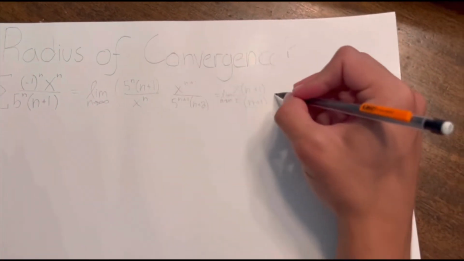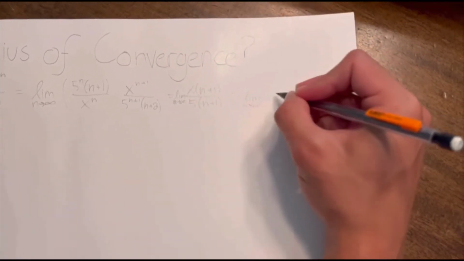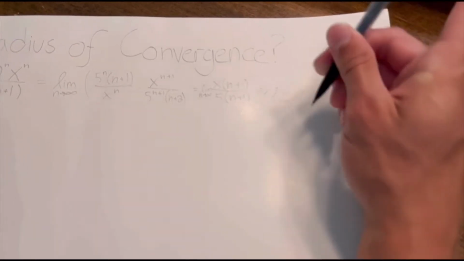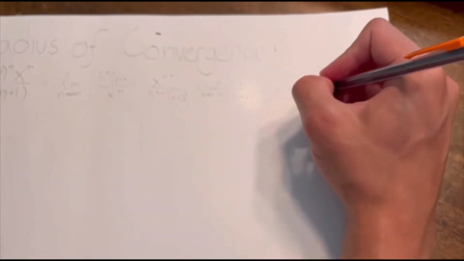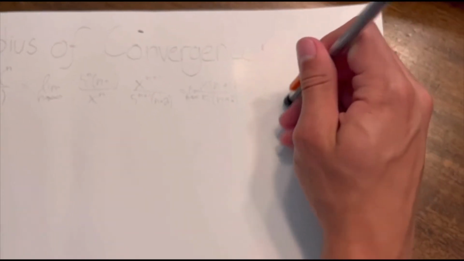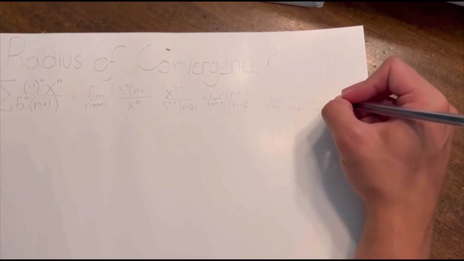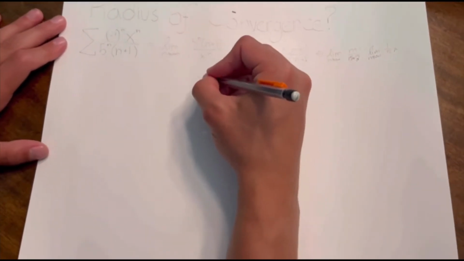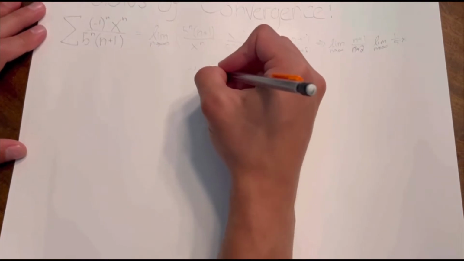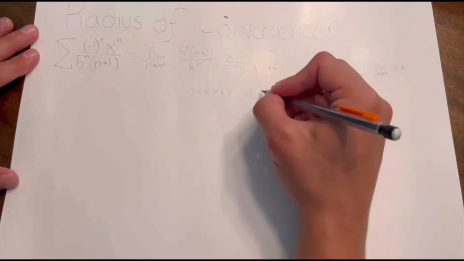Alright, you can then break this up, so it'll equal the limit as n approaches infinity of n plus 1 over n plus 2 times the limit as n approaches infinity of 1 over 5 multiplied by x. You can then take this and plug it into this and find that the radius of convergence is 5. So we get negative 5.